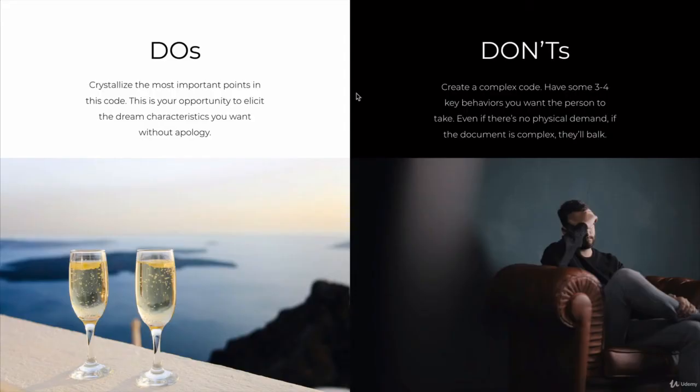What are some do's and don'ts with this technique? Do crystallize the most important points in your code. This is your opportunity to elicit exactly the behaviors and the traits that you want from the target without apology. Be shameless about what you expect from them.